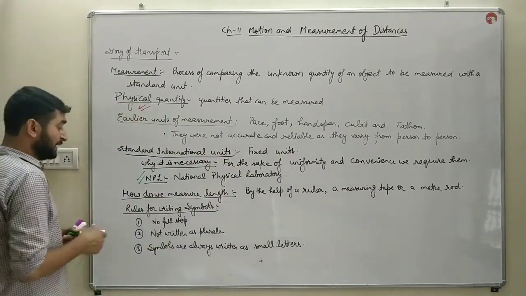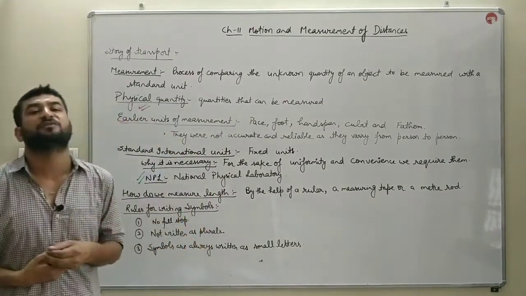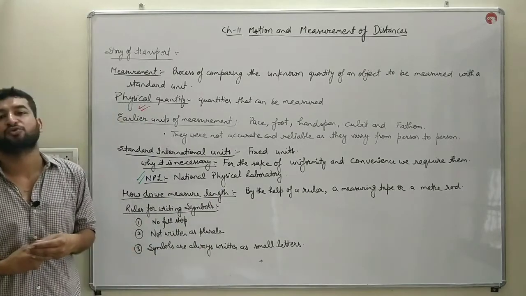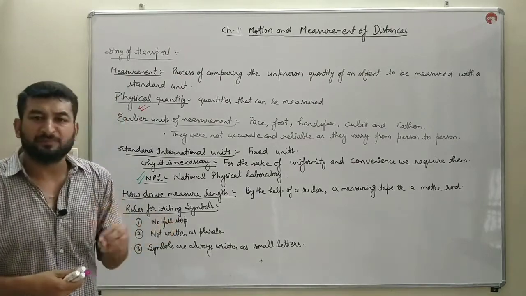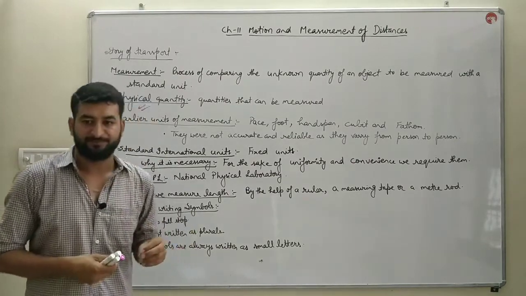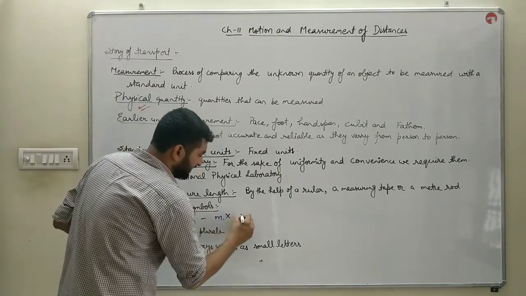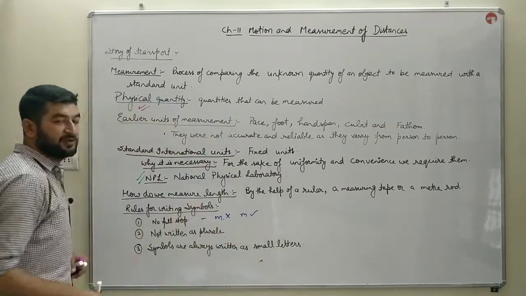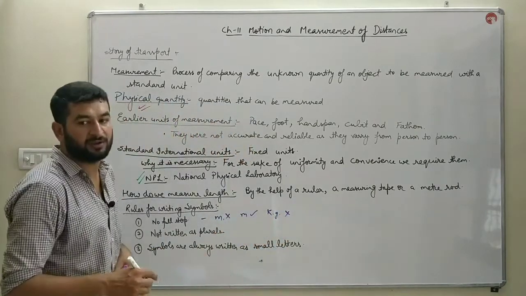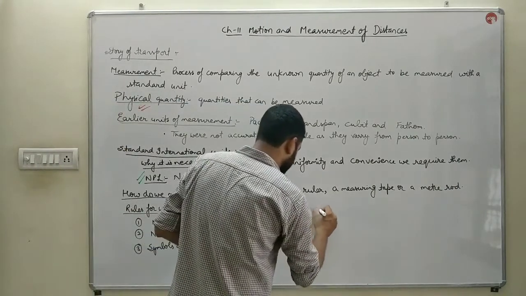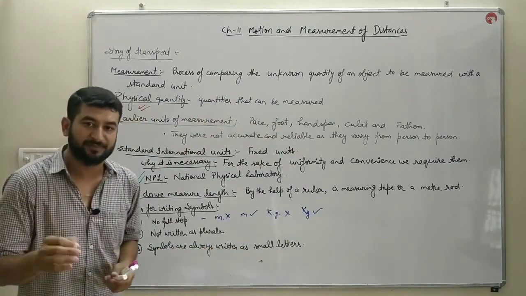Next, rules for writing the symbols. The units which we write in the form of symbols have to follow certain rules. The first one is that a symbol will never be followed by a full stop. For example, meter is not written like this; meter is written as m without a full stop. Kilogram is never written as K dot G dot. It is written as kg. So symbols are never followed by a full stop.